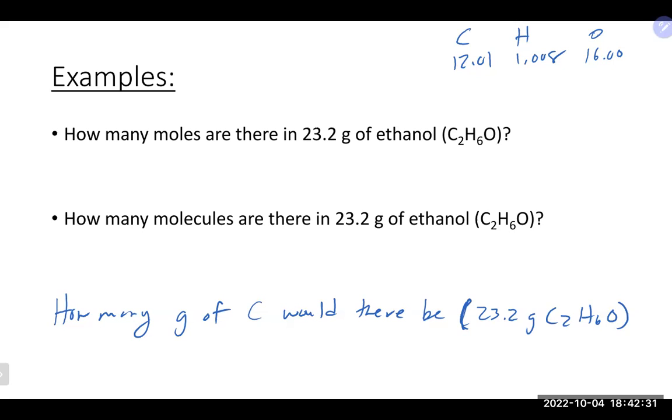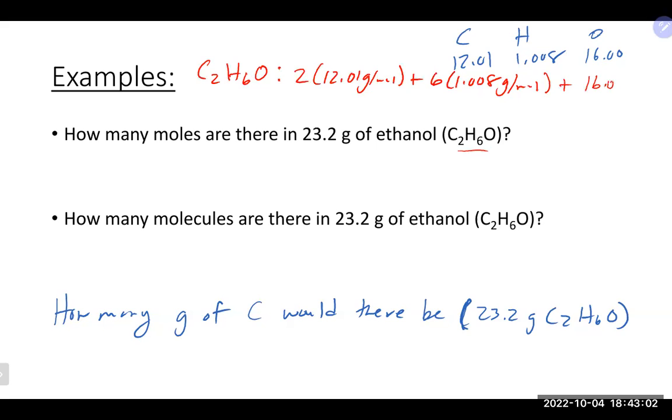Okay, let's take a look and see. We'll start with the first one, which is we're looking for how many moles there are in this many grams of ethanol. So obviously grams to moles, molar mass is what we need to start with, perhaps. So we're going to get the molar mass of C2H6O. So that would be 2 times the molar mass of carbon from the periodic table, plus 6 times the molar mass of hydrogen from the periodic table, plus 16, which is the molar mass of oxygen from the periodic table.